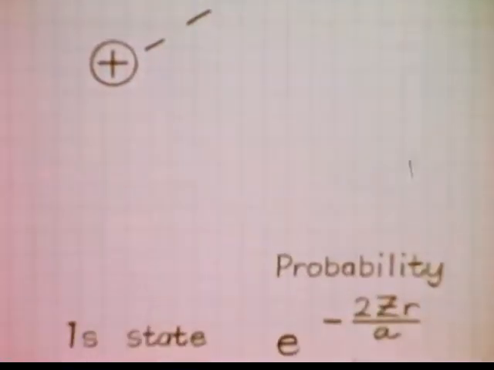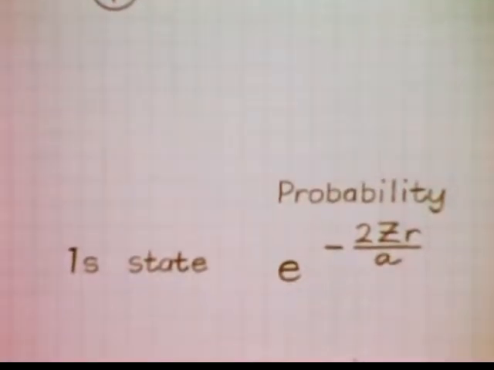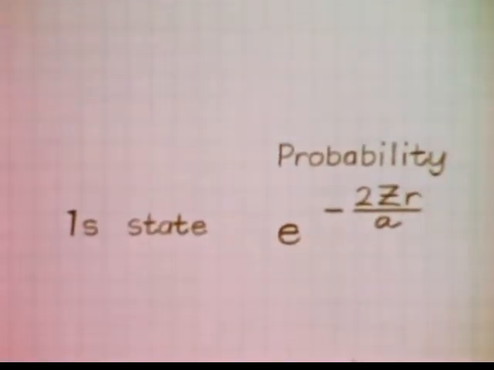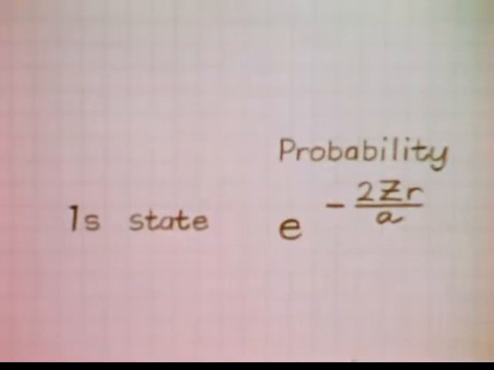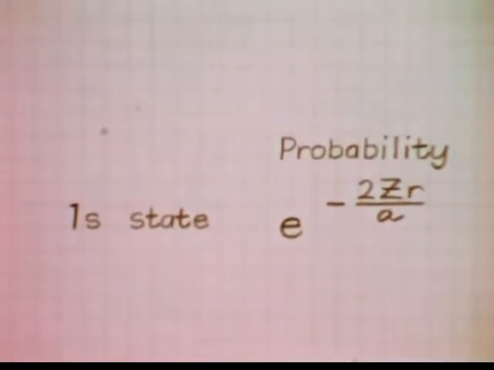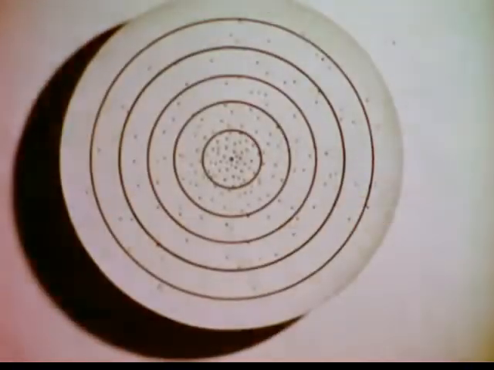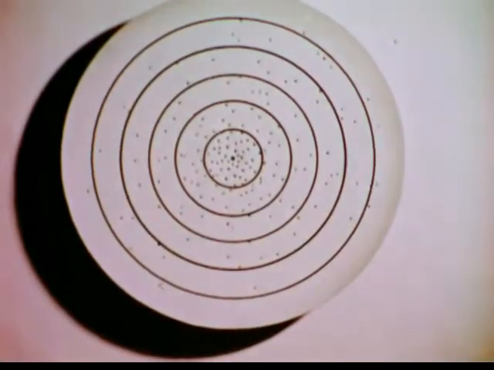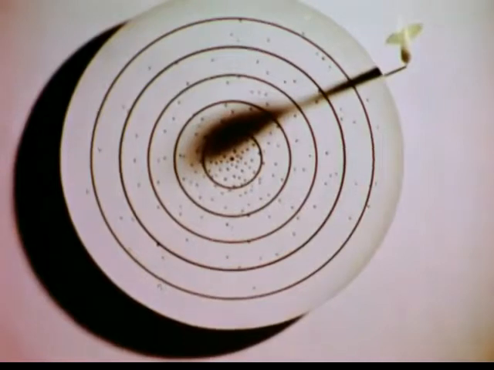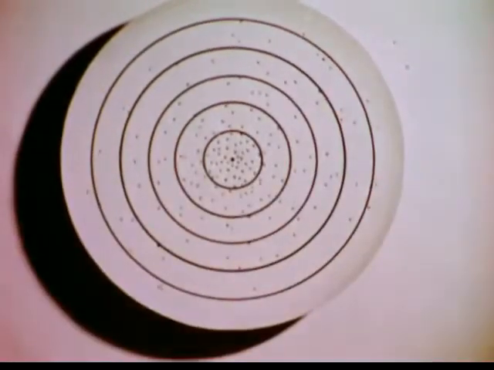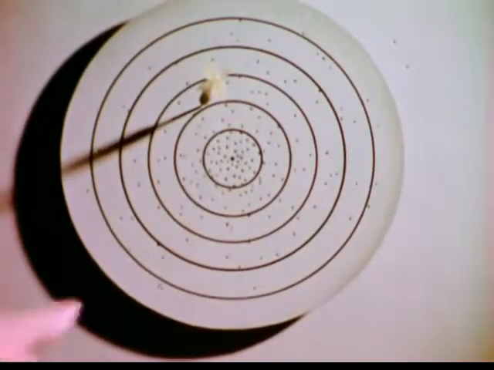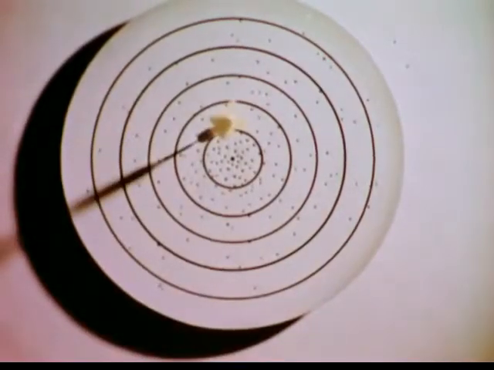To answer this question, we will consider the 1s state, the lowest and most stable energy state of the hydrogen atom. Quantum mechanics gives the results only in terms of probability. A dartboard will help us understand the kind of probability information that we get from quantum mechanics. See where the dart hits.